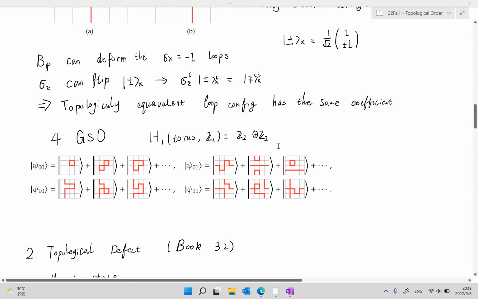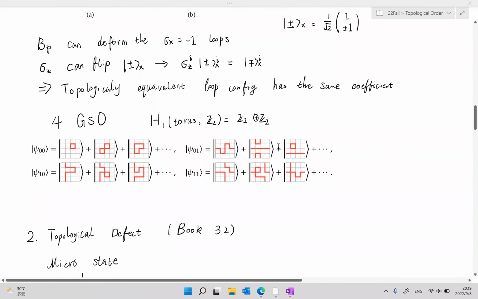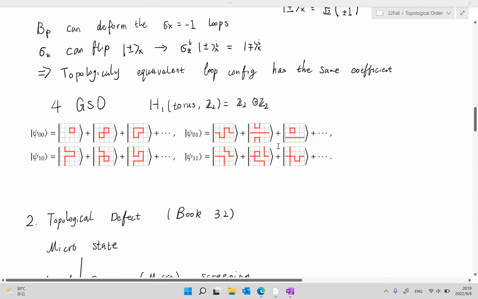So the Wilson loop is just the product of the Z Pauli matrices.